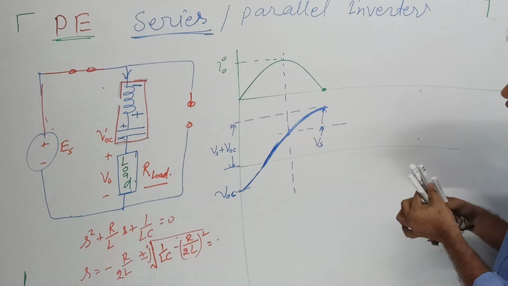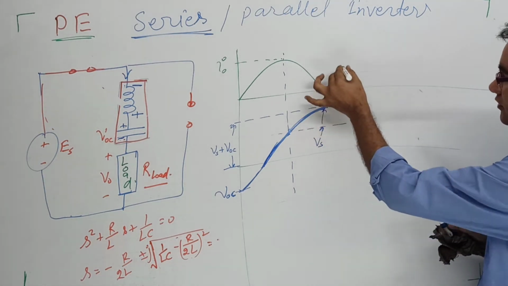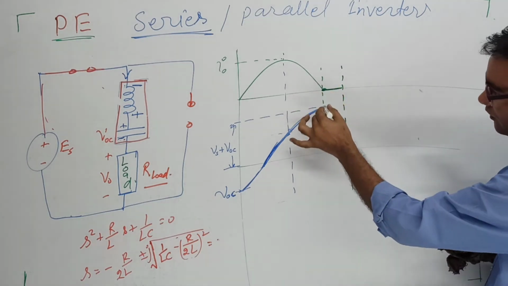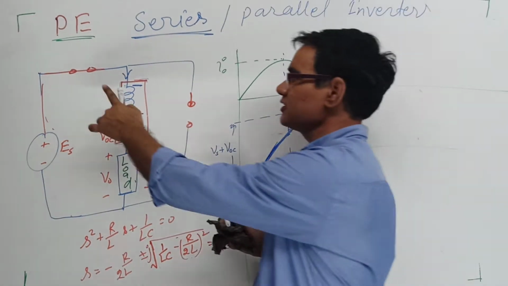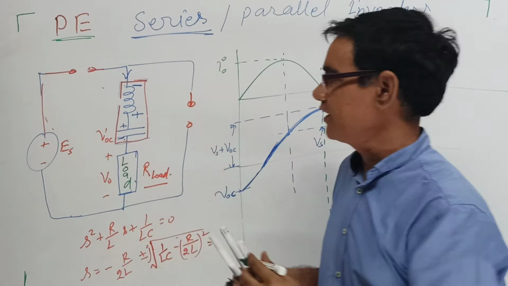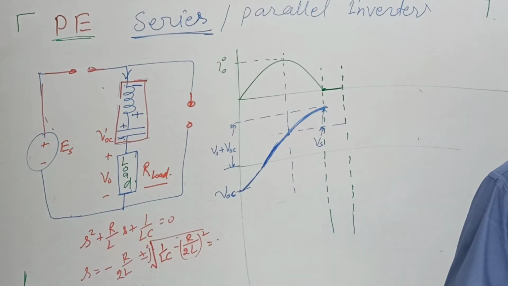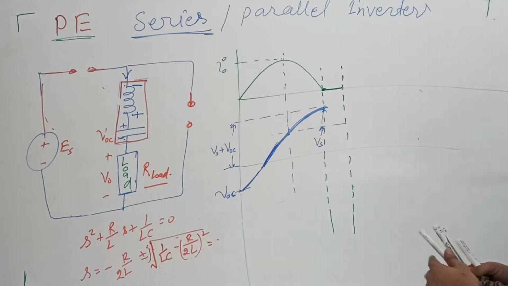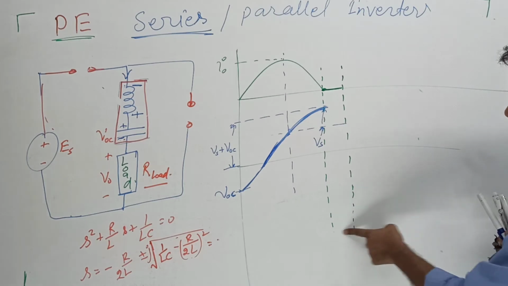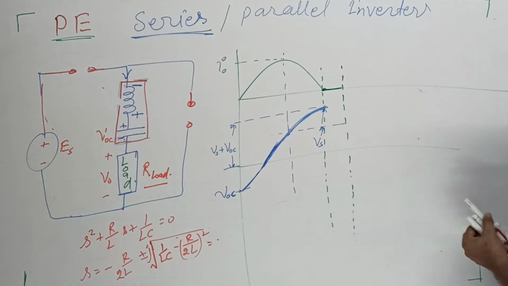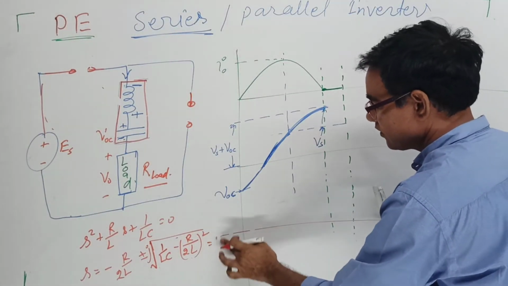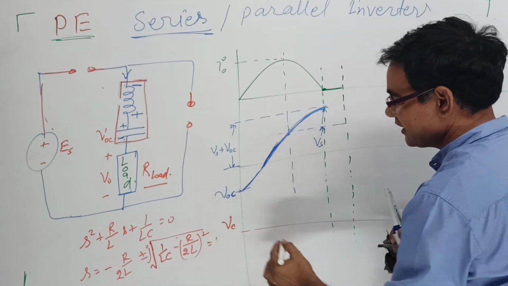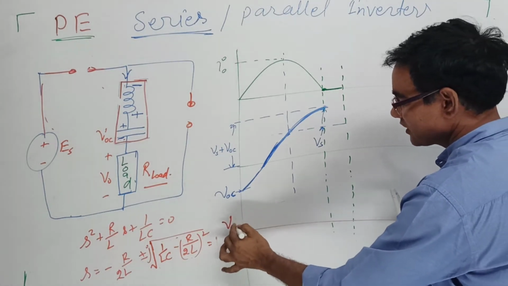Now the current is 0 for some time. From here the current is 0, because this is disconnected, off. So the current is 0. So what is the voltage across the inductor? We will see the voltage across the inductor, VL, not VC.